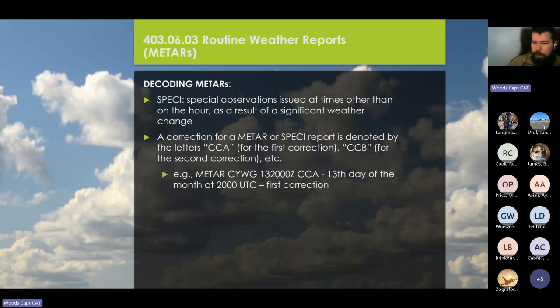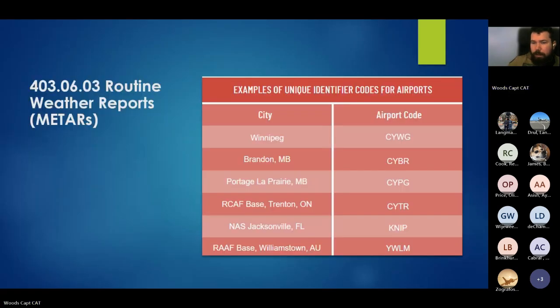If they had to make a correction, they will also have these other special letters. So CCA for the first correction, CCB for the second correction, etc. So for example, if it says METAR CYWG CCA, that means it's a METAR for CYWG airport. I don't know where that is. For the 13th day at 20 Zulu, which is the time, and this is the first correction. And we'll go through how to read these in detail. Winnipeg, yes, good to know. Oh yeah, it's here on the next page.